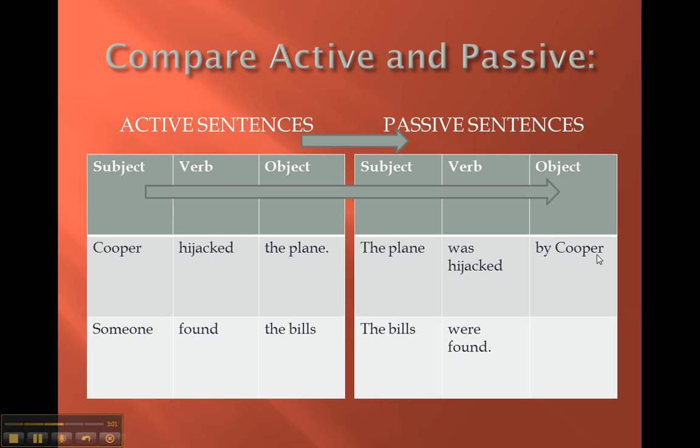the plane. For example, here when in the active sentence I say someone found the bills, the money. The passive sentence, the bills were found. And I don't tell by whom, because actually we don't really know by whom. And it's not really important by whom, and that's why I'm using the passive voice.